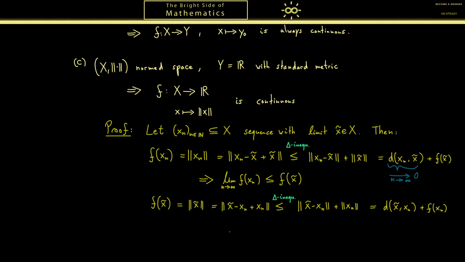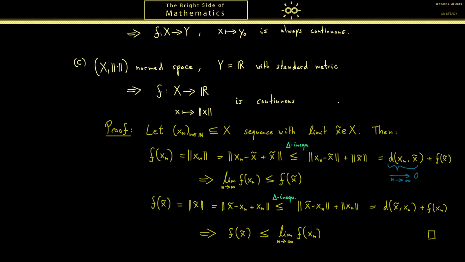And with that, our proof is finished, because we have shown that the sequence f of xn converges with respect to the metric in R to f of x tilde. So we conclude the norm is always a continuous map.